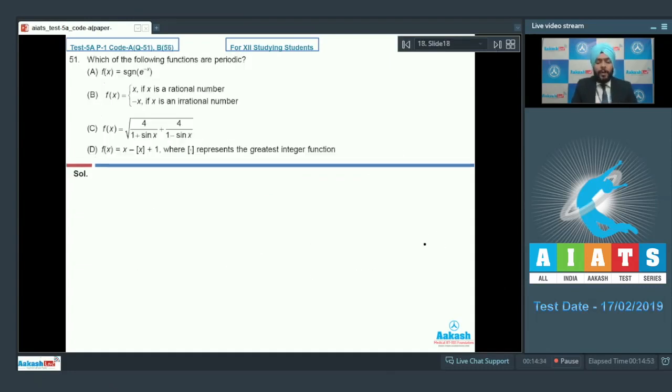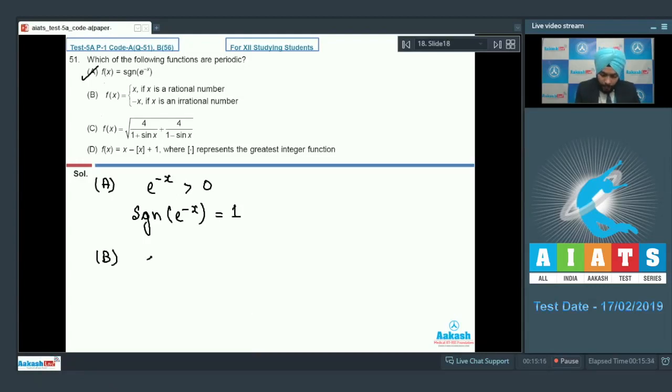Question number 51 says: which of the following functions are periodic? We have to analyze each and every option very carefully. Option A: f(x) is equal to signum of e to the power minus x. Students, e to the power minus x is always strictly positive. Signum of a positive number is 1, so the output is always 1. So we have a constant function, and constant functions are always periodic with no fundamental period. Option A is very much correct.